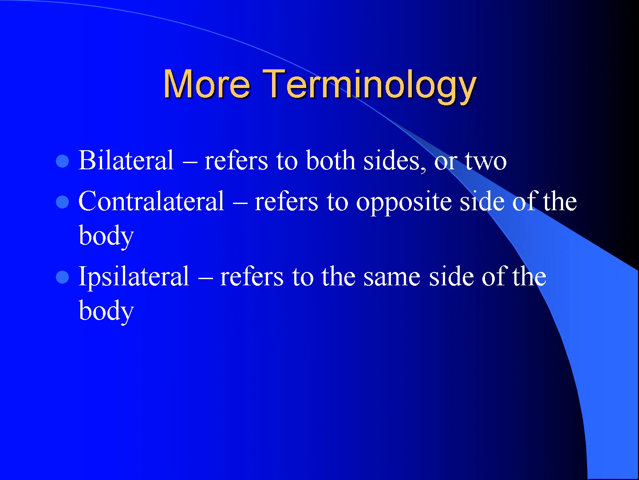Bilateral is an important term to understand. When we hear the word bilateral, it refers to both sides of the body. We have bilateral hands, right? We have one on each side, two of them. Contralateral refers to the opposite side of the body. So my left hand is contralateral to my right hand, and ipsilateral refers to the same side of the body. So my right hand is ipsilateral to my right leg.